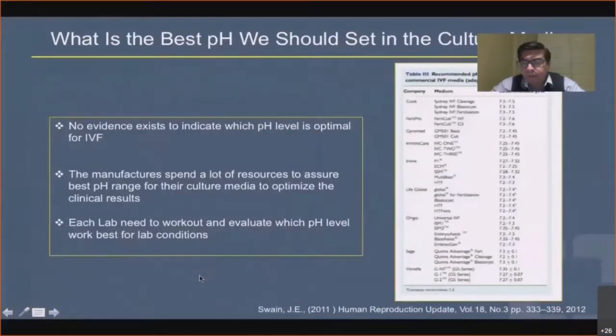No evidence exists to indicate which pH level is optimal for IVF, so the companies spend a lot of resources to assure the best pH range for their culture media to optimize the clinical results. Each lab needs to work out and evaluate which pH conditions work best for its laboratory conditions. And finally, I would like to add that it's very important to invest in the correct technology available to monitor in a correct way the main parameters to assure the optimal embryo culture performance in terms of the pH.